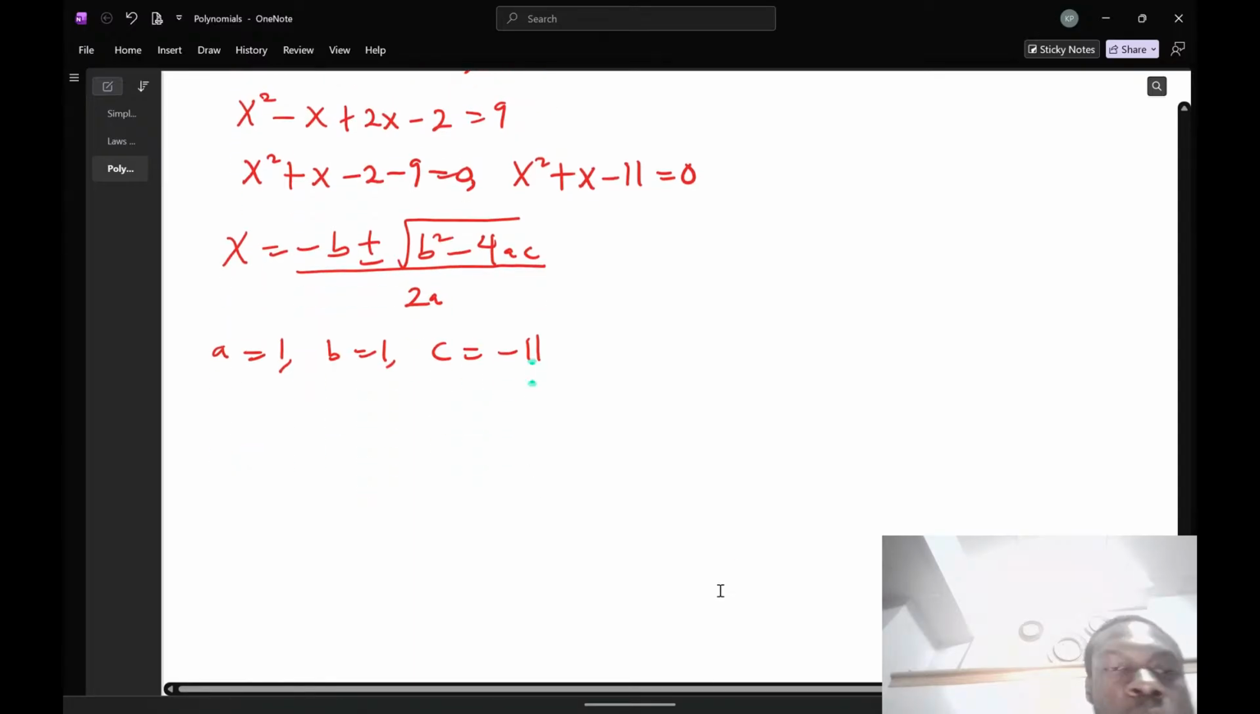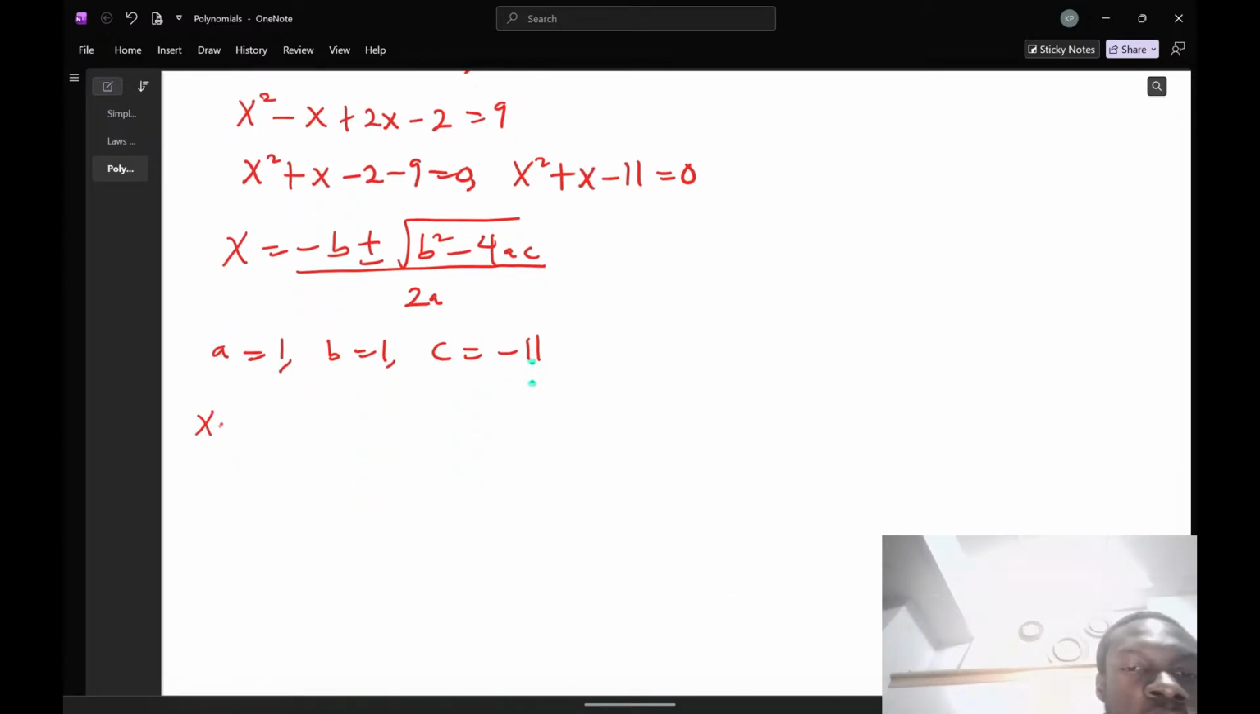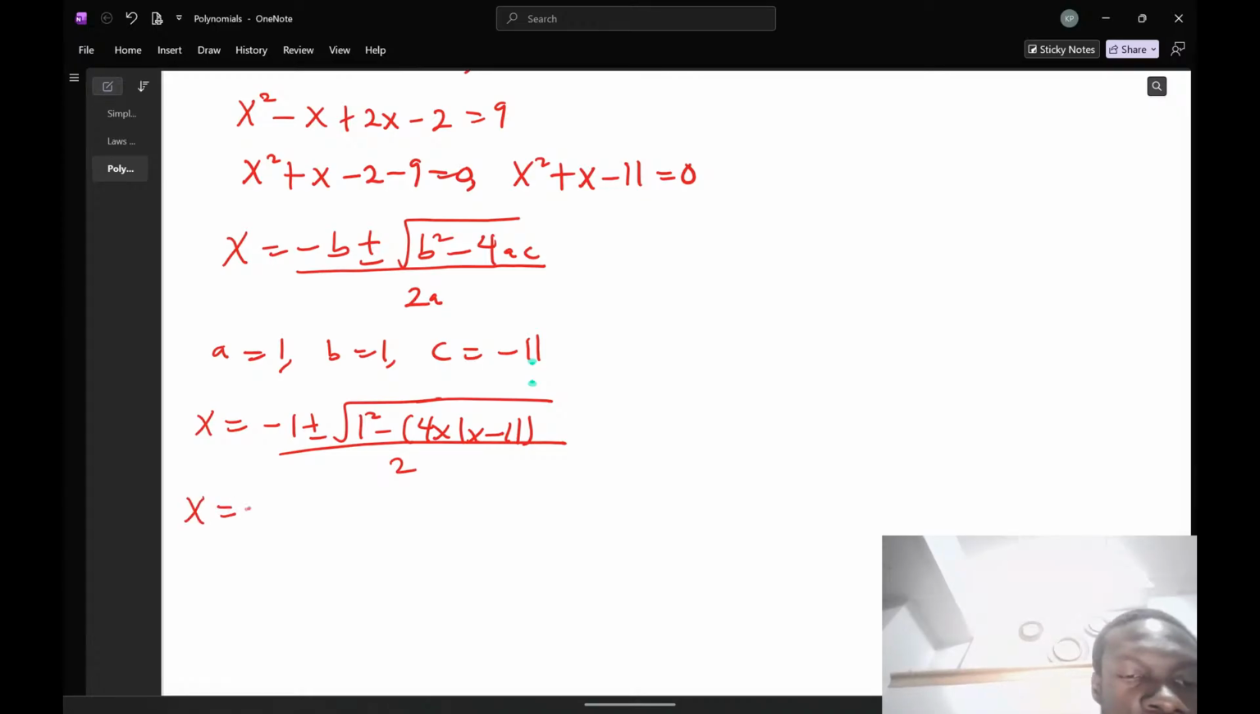Okay, so now when we put it inside this quadratic formula, that will be s is equal to minus 1 plus or minus the square root of 1 squared minus 4 times 1 times minus 11, all divided by 2 times 1, which is 2. So that will be s is equal to minus 1 plus or minus the square root of 1, plus 4 times 11, which is 44. So that will be 1 plus 44, over 2.